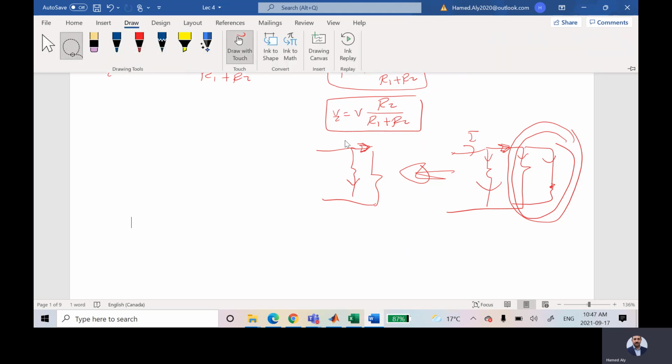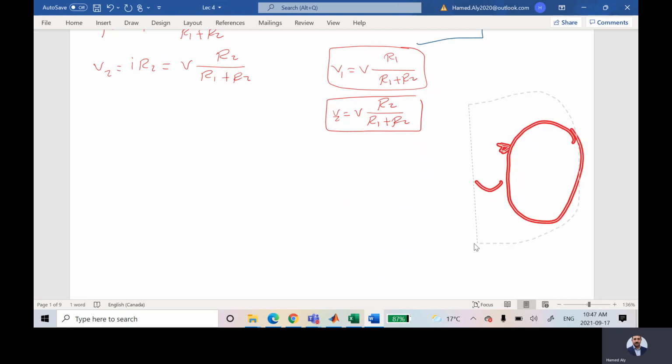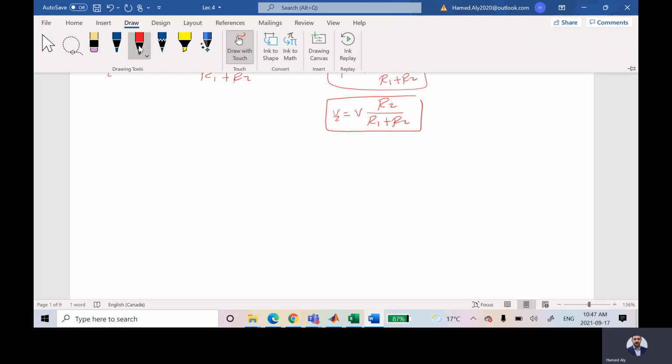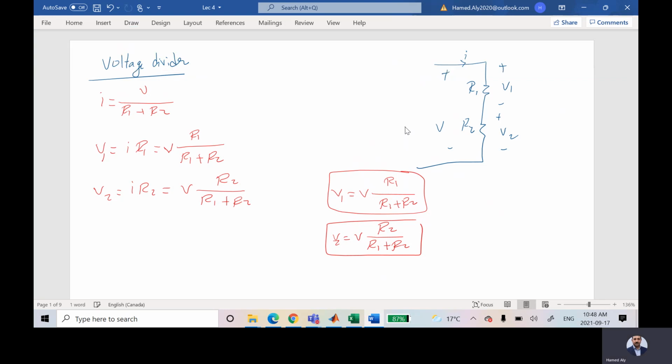Why I don't need to do that? Because for the voltage divider, if I have 3 different resistors connected in series, I can directly distribute the voltage. Let me show you that. Imagine I have another resistor here. For example, we are talking about R3 connected in series with R1 and R2.